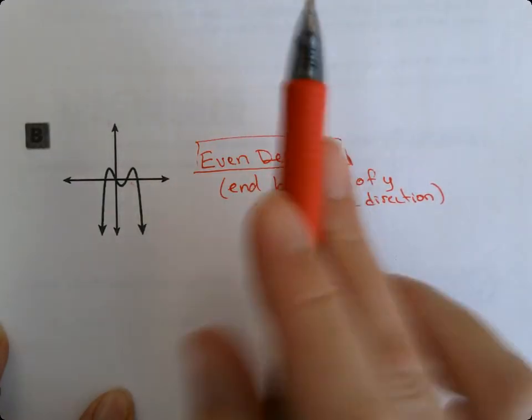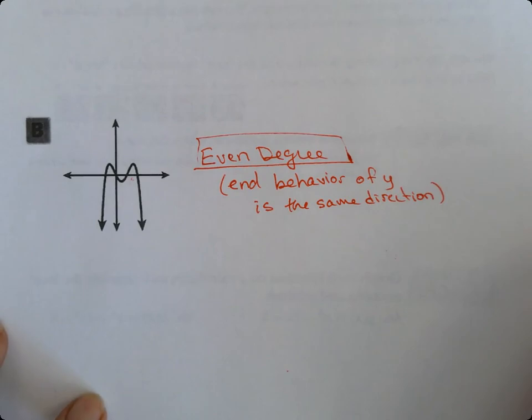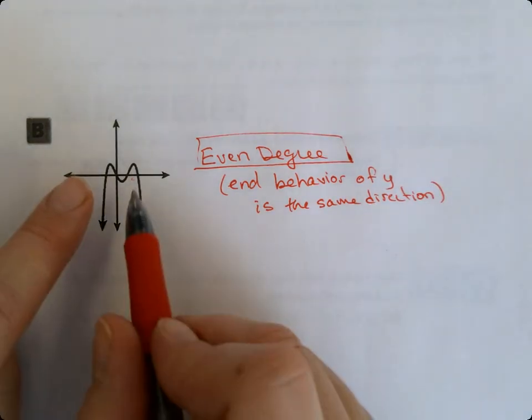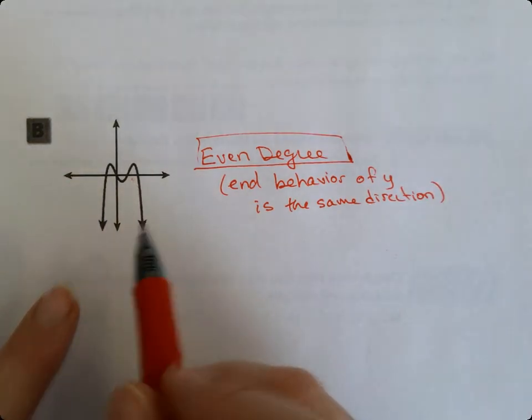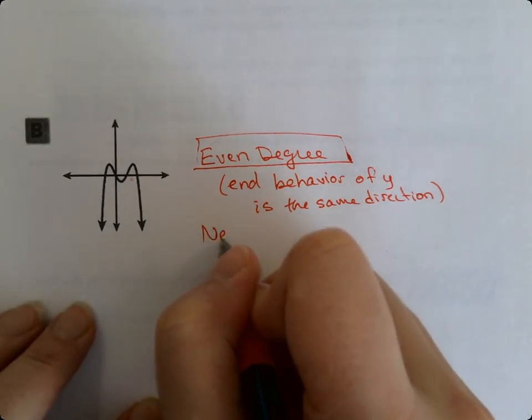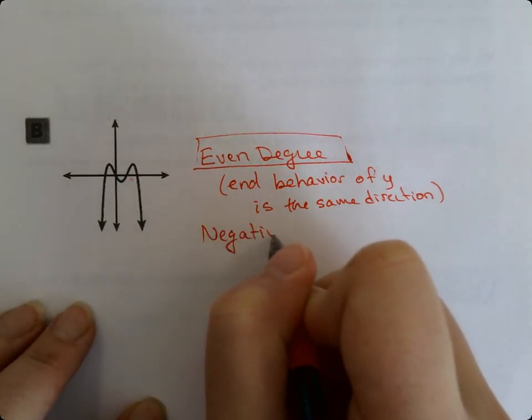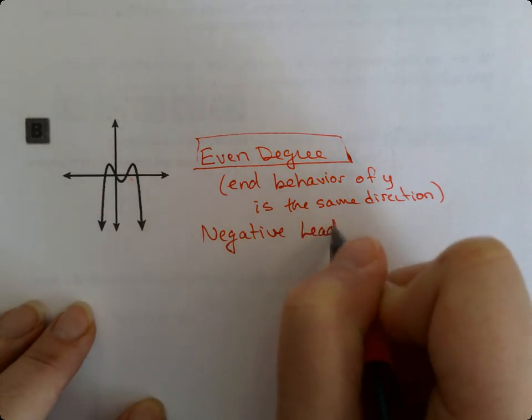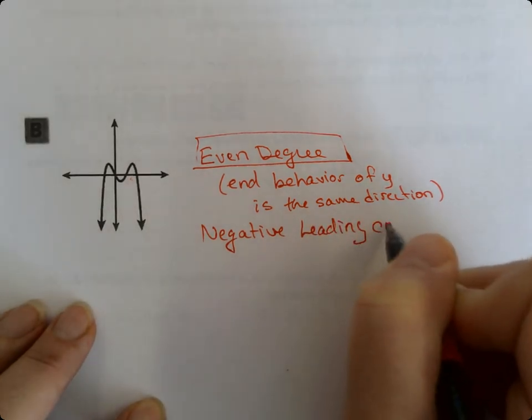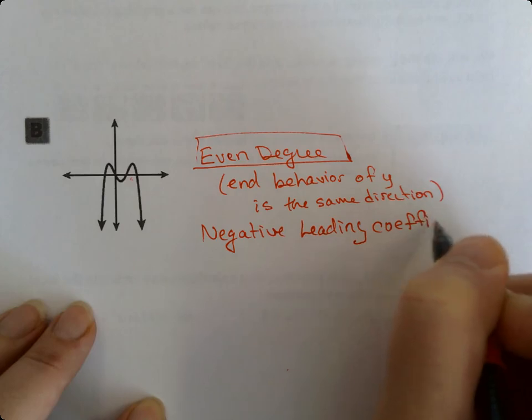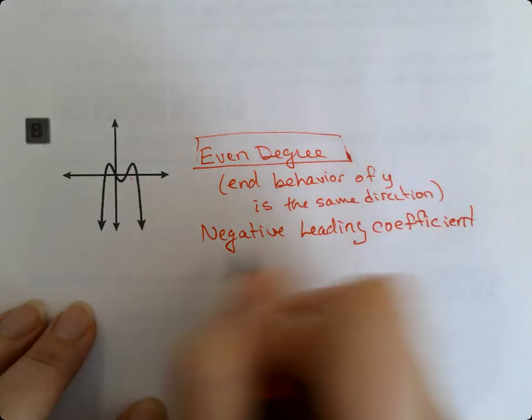And then would it be a positive or a negative leading coefficient? My graph's going which way? Downward. So the leading coefficient would be negative. Negative leading coefficient. Oh, I took the time to spell it out.